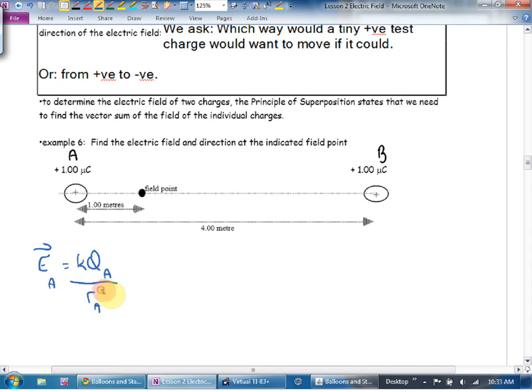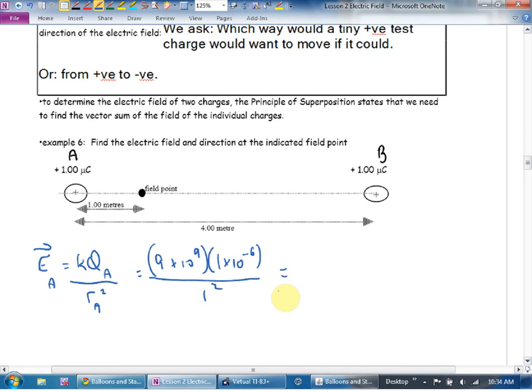It's going to be 9 times 10 to the 9th, times 1 times 10 to the negative 6, all over 1 squared. I think you get 9,000. Try it, but this has lots of 1s in it. I can do the math in my head. Is it 9,000?